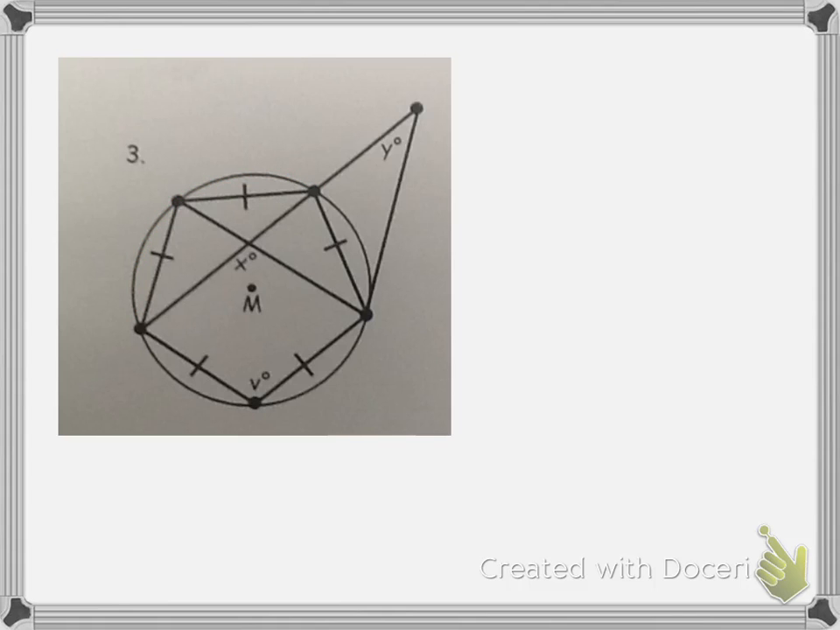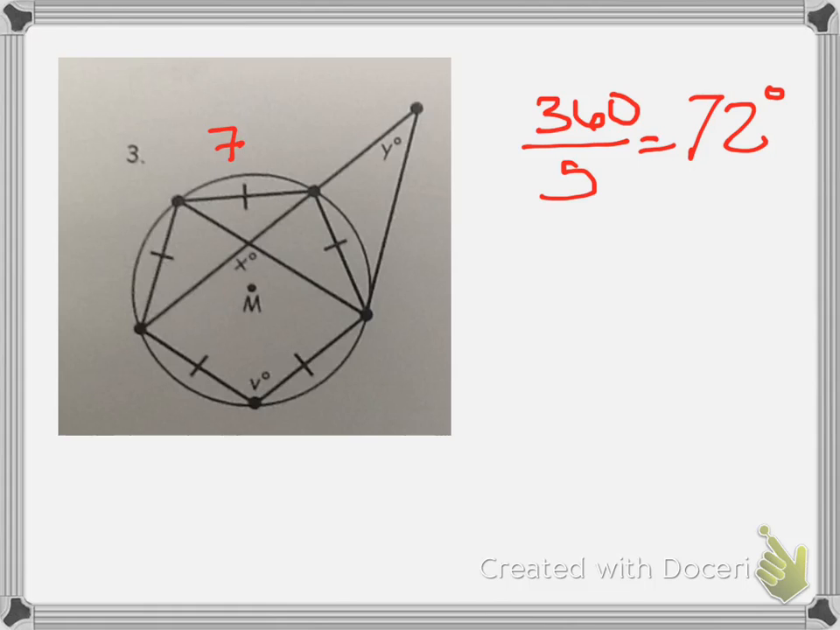All right, so you have a total circle that is 360, and we're going to split it into 5 parts. So 360 divided by 5 is equal to 72. That means that each one of these arcs is 72 degrees. And that one's 72 also. Okay, so that's the first thing we do.